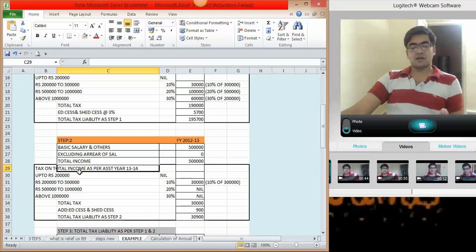Since for financial years 12-13 and 13-14 there is no change in the tax slab as such, this will remain the same: up to 2 lakh rupees it is nil, 2 to 5 it is 10%, and 5 to 10 it is 30%.